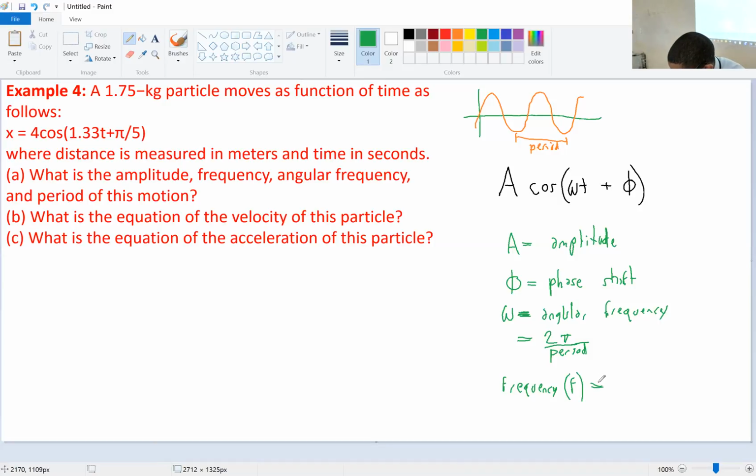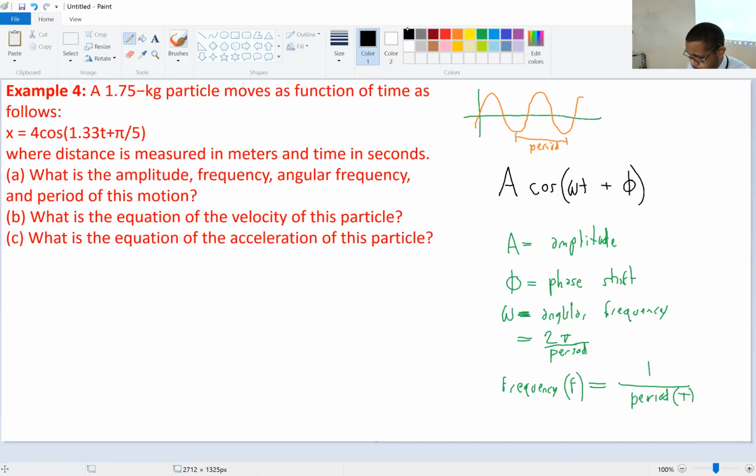Now frequency is equal to... Hang on. Frequency is equal to 1 over the period, which is notated as T, because period is measured in seconds. So it's kind of like a time, and then frequency is F. Yeah, and that's kind of all I'll go over in that part. This will make this problem conceptual.